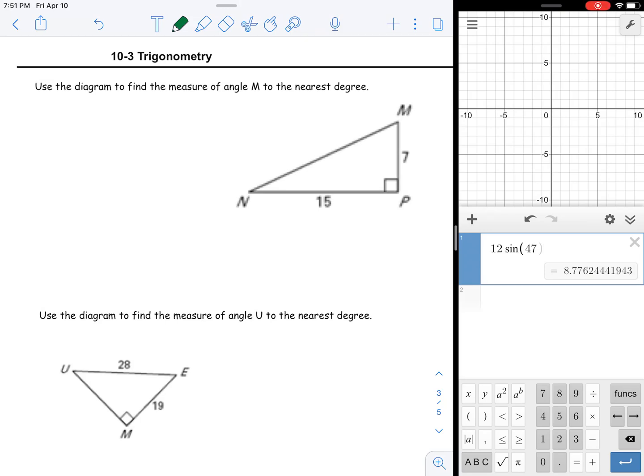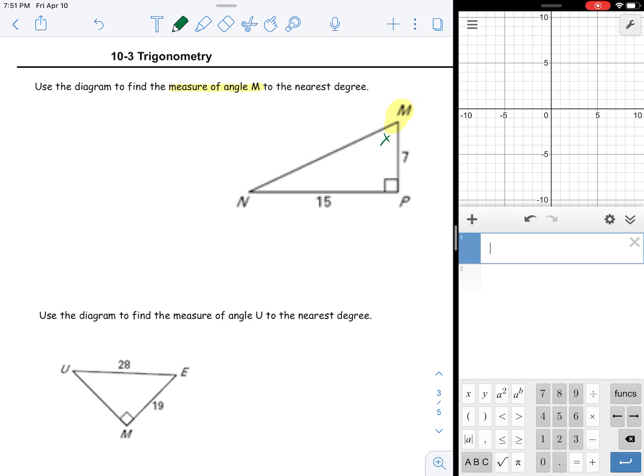We're going to look at how to find an angle in a right triangle using a trigonometric ratio. So for this first one here, we are looking for the measure of angle M. So here's angle M. You're going to use that like it's your reference angle. And I'm just going to use the variable of x there.